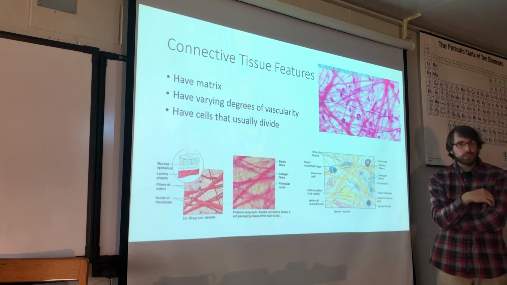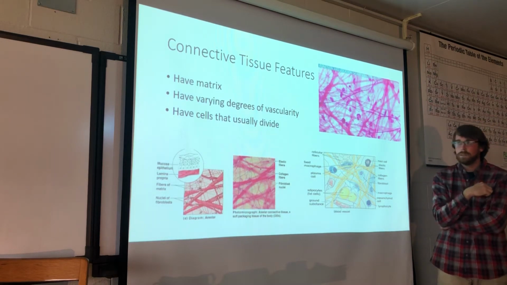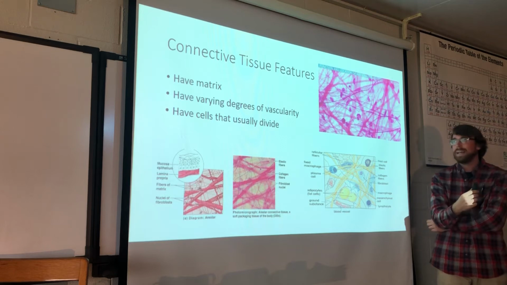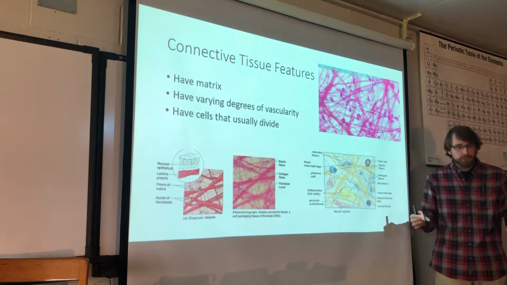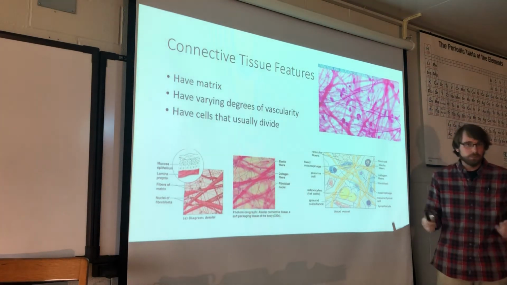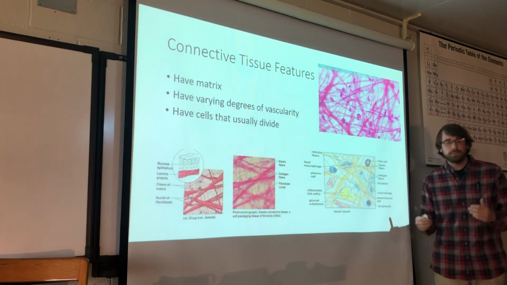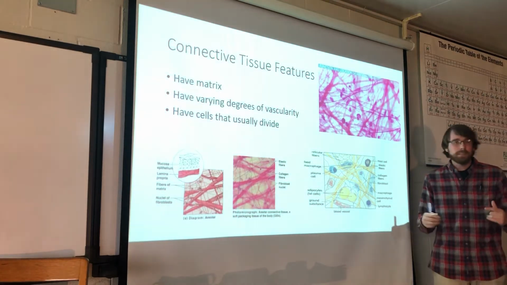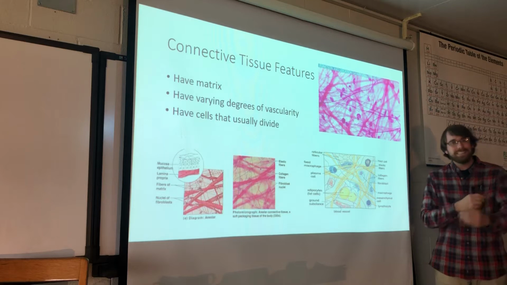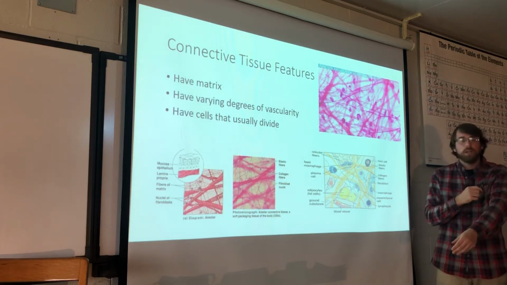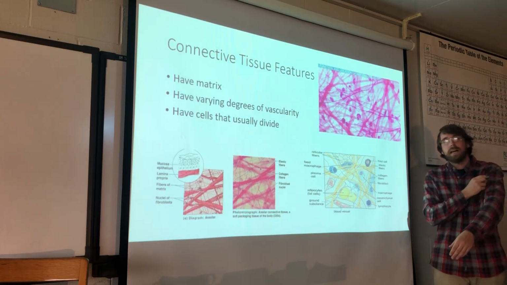So connective tissue has a few features in common. All connective tissue has a matrix. The matrix is the extracellular material that the cells are in. So blood, the matrix is plasma. Bone makes a mineral matrix. Your ligaments and tendons have this matrix of collagen fibers.